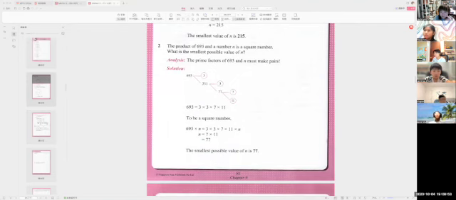The product of 693 and a number is a square number. What does a square number mean? That means it equals a times a. Get it, chapter? Okay, so that means a square number. What is the smallest possible value of n?